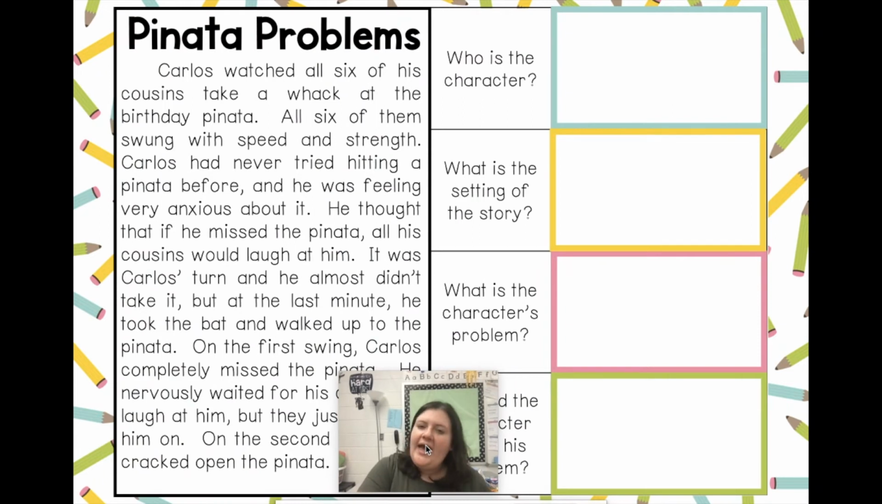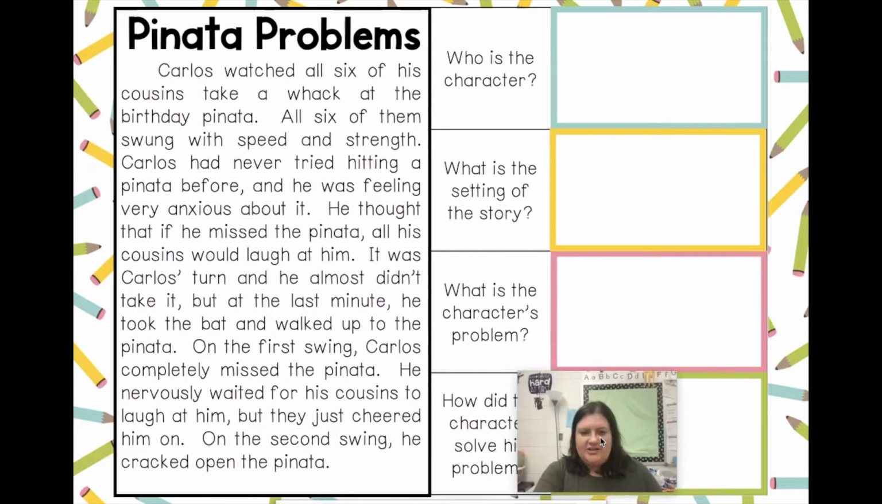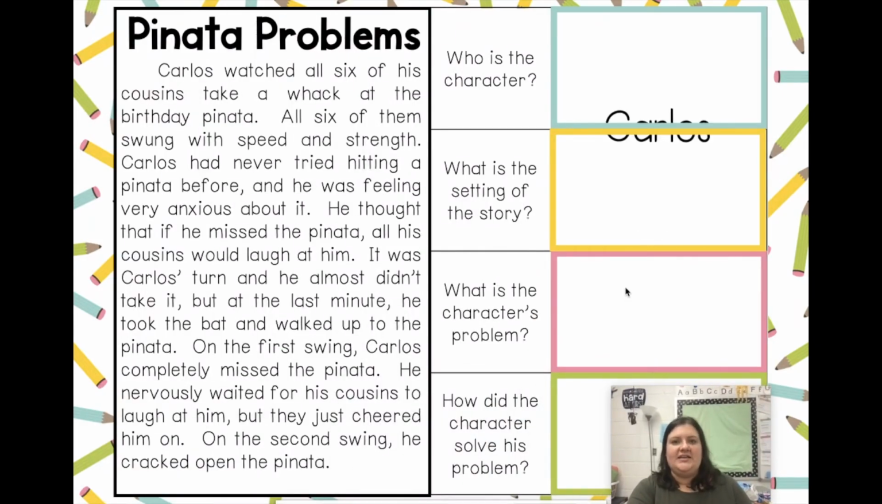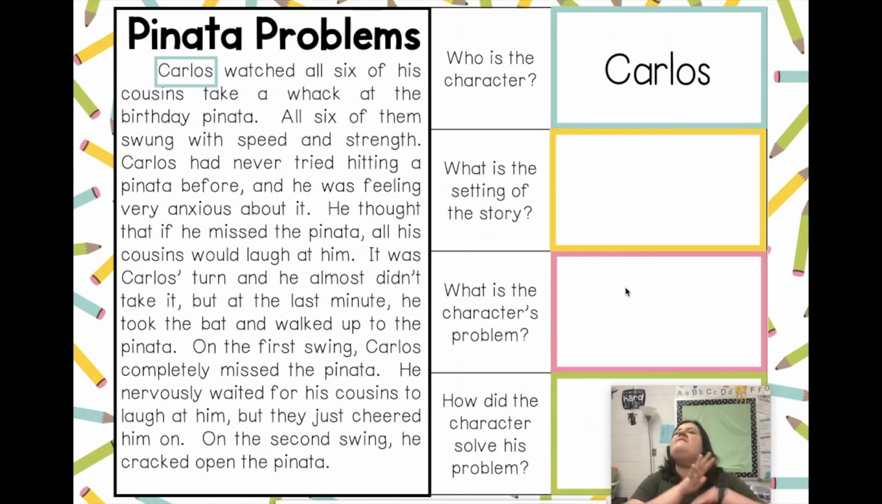Awesome job, Carlos. So let's go ahead and use our key details to help us answer some of these questions. Who is the character in the story? Our character is Carlos. And again, the very first word in the story is Carlos. Carlos watched. By identifying Carlos, I know that's our character. Now, we could say Carlos' cousins are also characters, but whose point of view is the story coming through? It's going to be Carlos. This story is telling us how Carlos feels about what's going on.